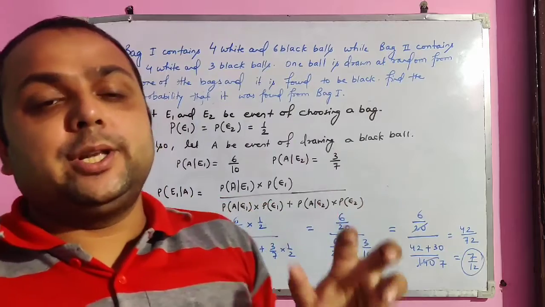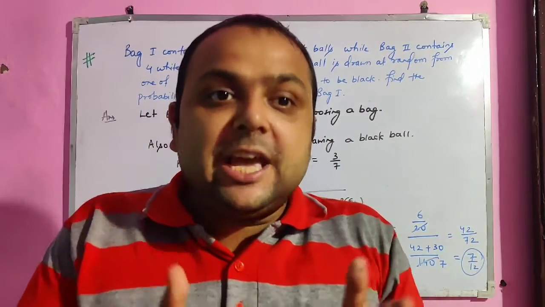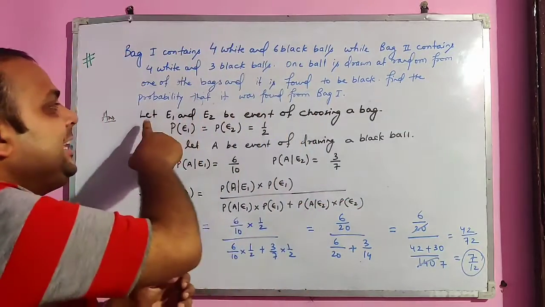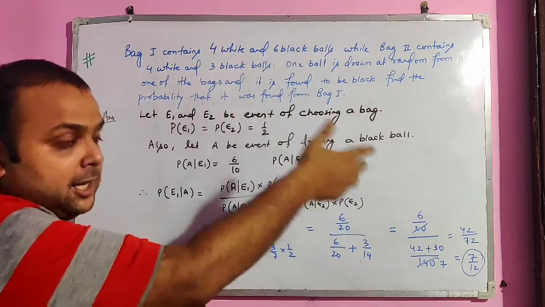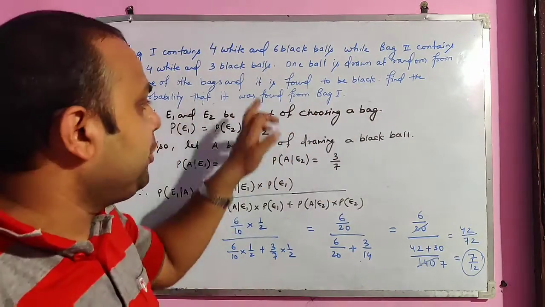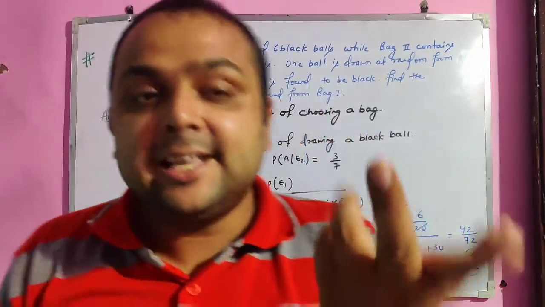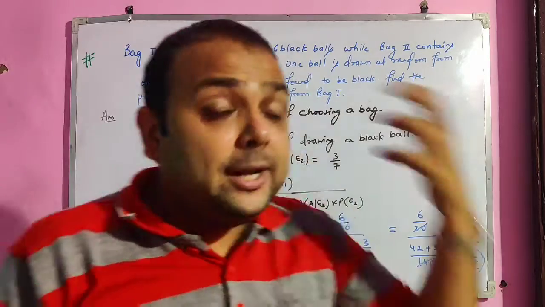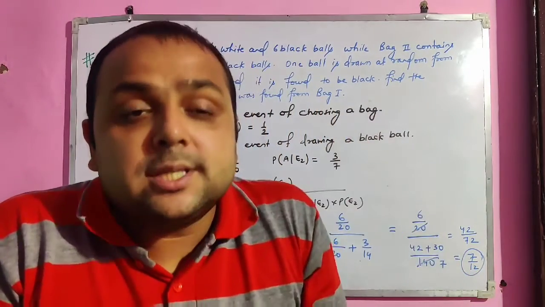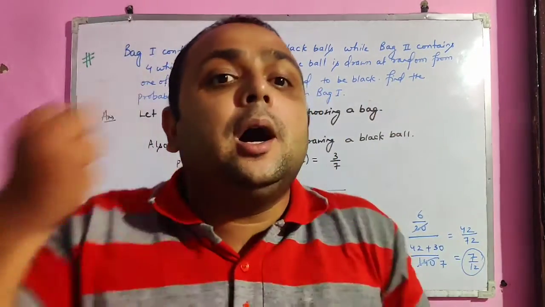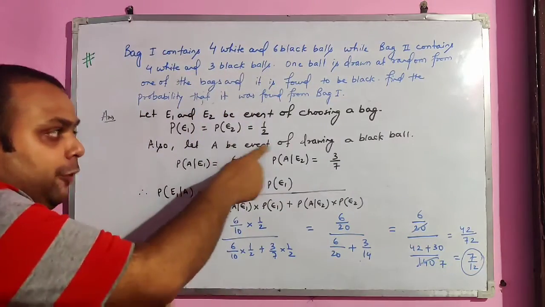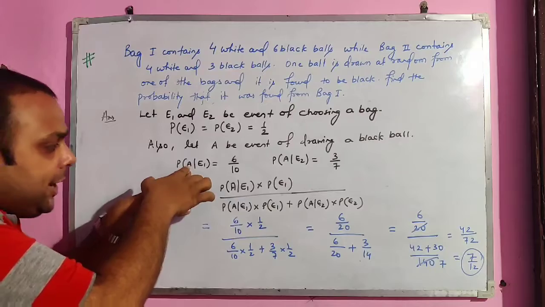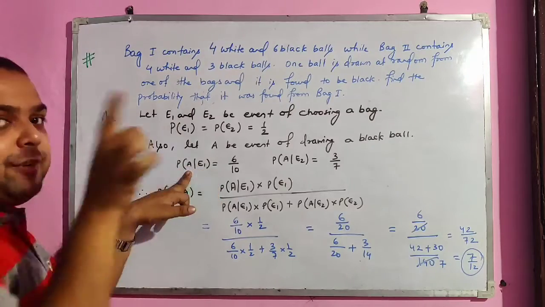So in this question there are 2 bags, each having equal chance of being chosen for drawing the balls. So let E1 and E2 be the events of choosing a bag. The probability of both E1 and E2 is 1/2 because there are 2 bags and the conditions for each are equal. Also let the event A denote drawing a black ball. So A is the event of drawing a black ball. Now this represents drawing a black ball with the condition of the first bag.